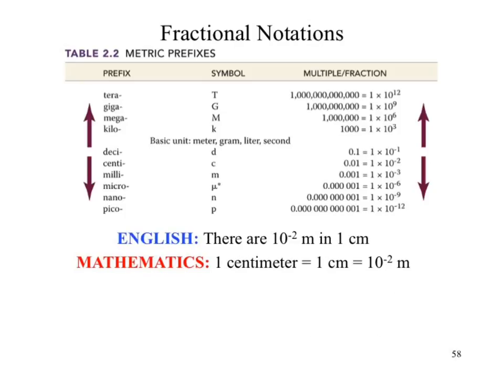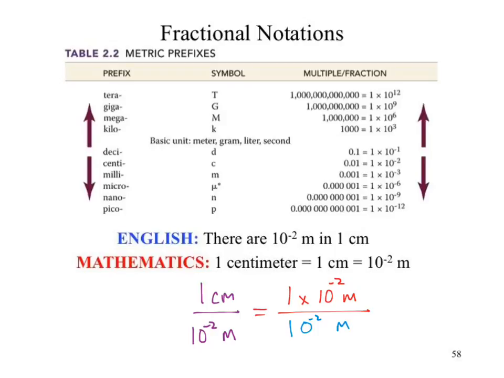So we can do the same thing with centimeters. 1 centimeter over 10 to the minus 2 meters. Why is this helpful for us? Well, let's go back to what centi meant. What did centi mean? Centi meant 10 to the negative 2. What do I have? 1. Everything canceled out.